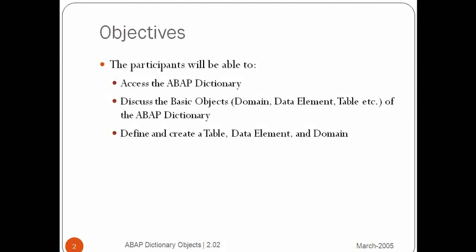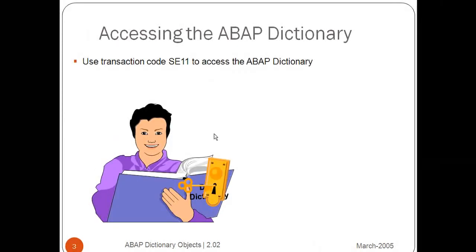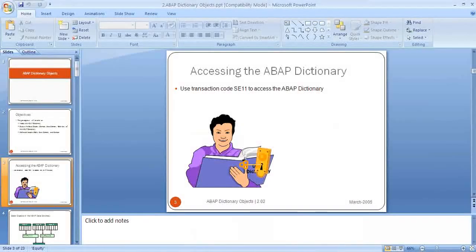Now dictionary objects. We'll find what the dictionary objects are. Access the above dictionary, discuss the basic objects: domain, data element, table, etc. Define and create a table, data element, and domain. I already covered some of these things, so let's pass over them. The transaction code is SE11. Let me show you once again.